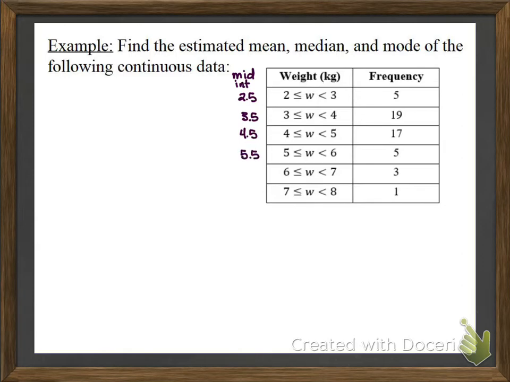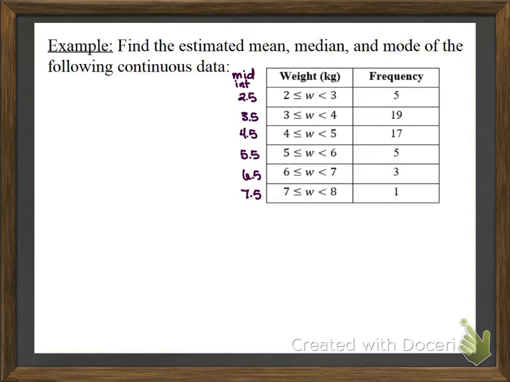So on this example, we want to find the estimate mean, median, and mode. If you notice, this is continuous data because we're talking about weight. So we know that there are 5 weights between 2 and 3 kilograms, 19 between 3 and 4, 17 between 4 and 5, and so on. So again, we don't know what these actual data values are. We just know how many are within each range. So first step, find the mid-interval. As you can see, I've already put it in that column.